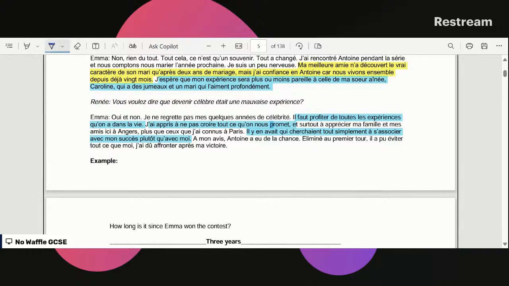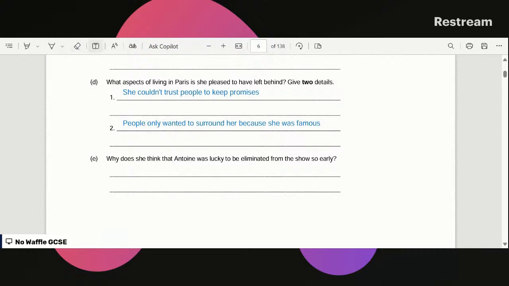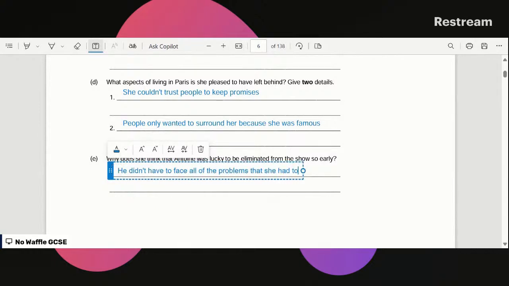So, let's go through the words here. Il a pu éviter. He has évité. He's evaded. He's avoided everything that she has. J'ai dû affronter après ma victoire. So he didn't have all of the problems that she had to face after being victorious. So we can just say he didn't have to face all of the problems that she had to after winning.